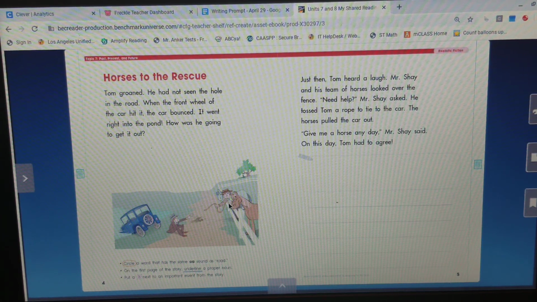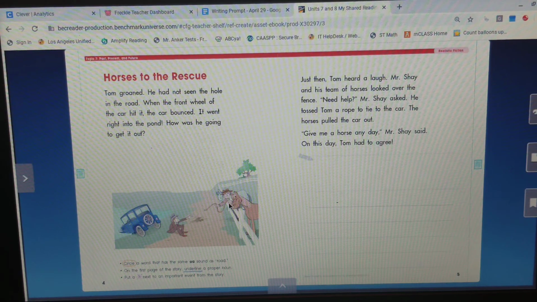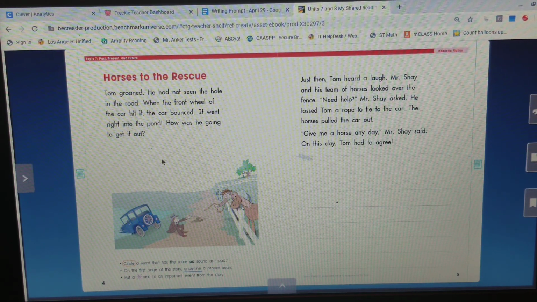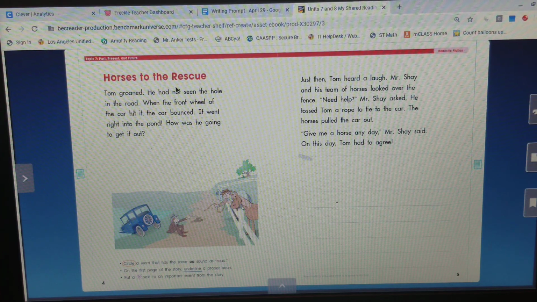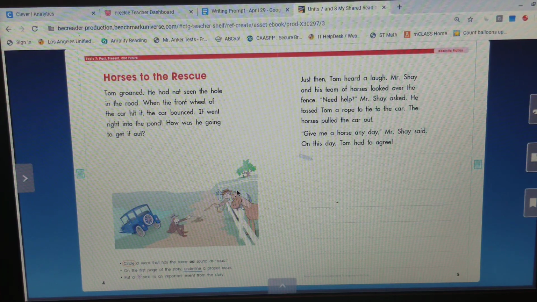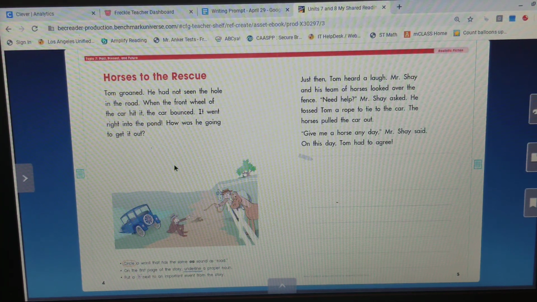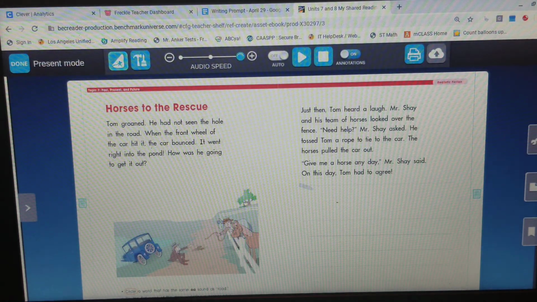So horses were used often to pull cars if there was a problem with the car. So horses to the rescue simply means that these horses had to be used to rescue this car. Not rescue the man because he wasn't still in the car and he wasn't in danger, but they rescued the car. Okay, let's go back and read our story together.